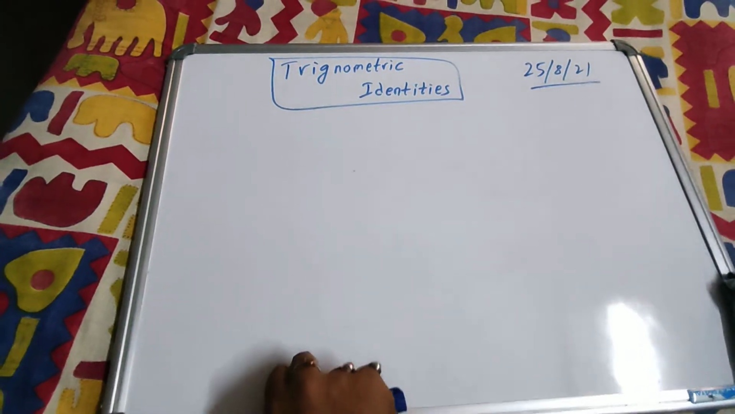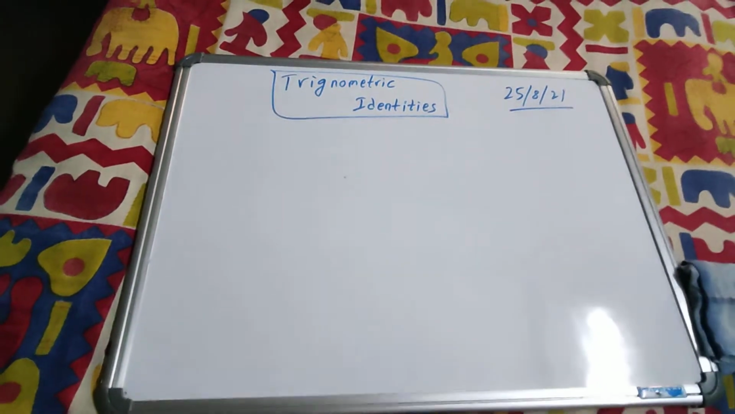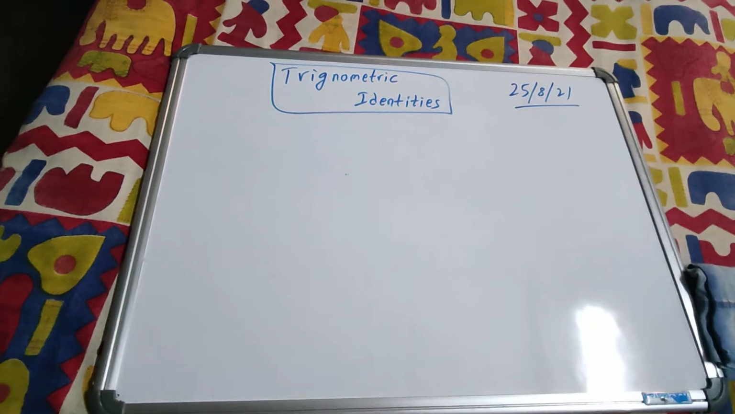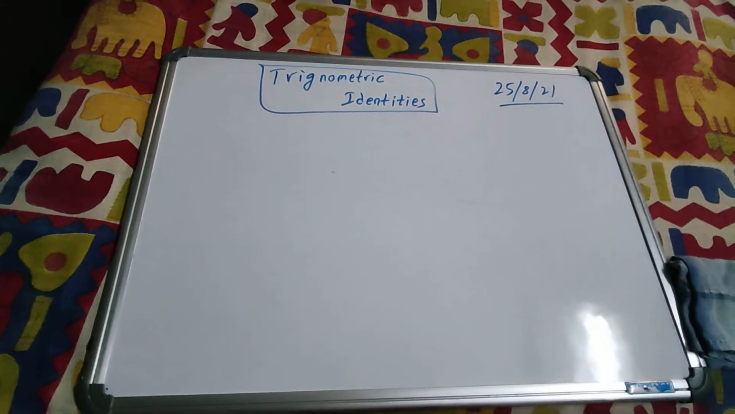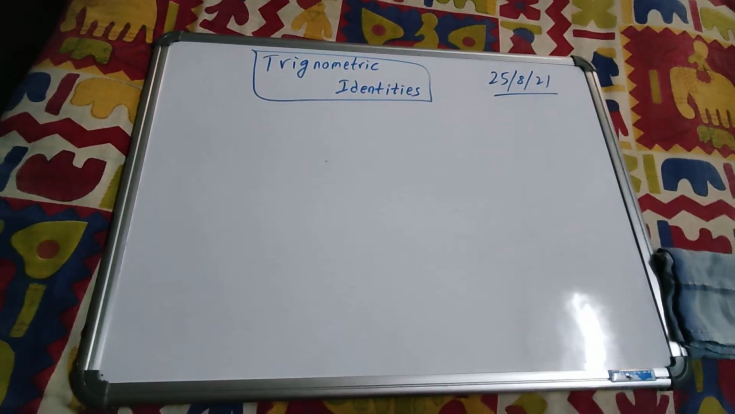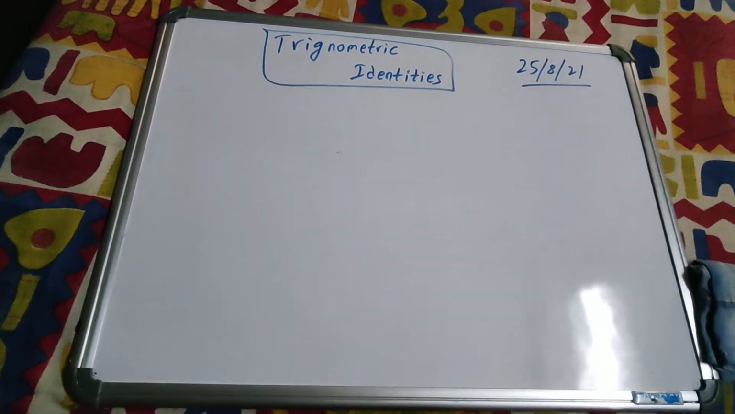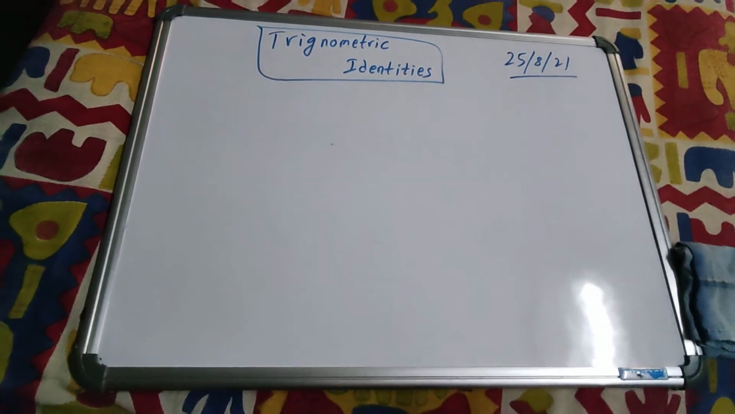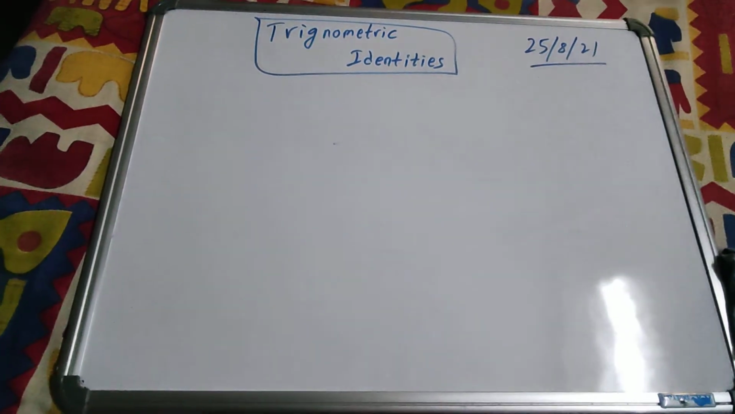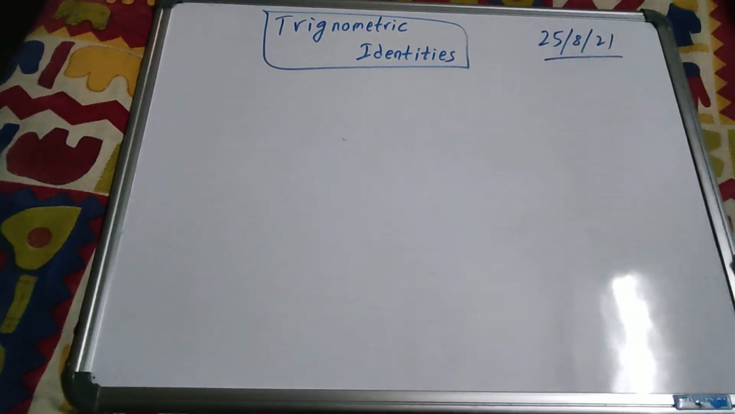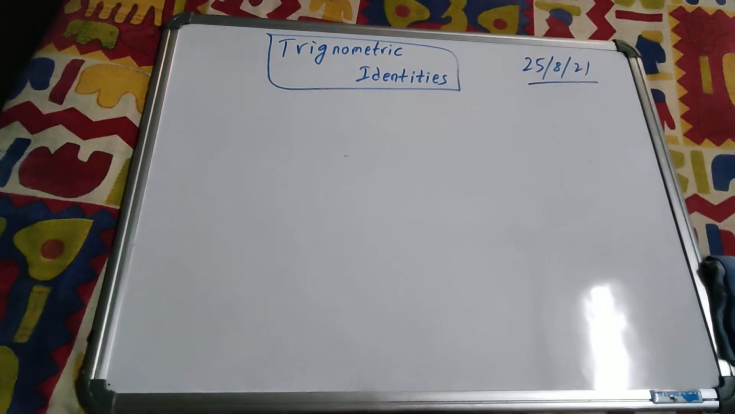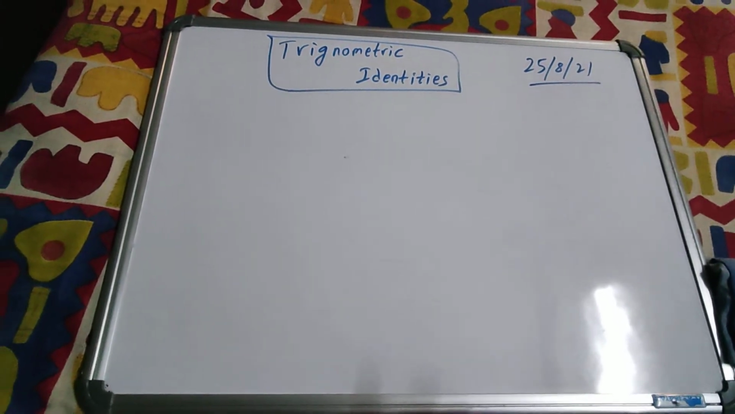Okay, students, today we are going to start trigonometric identities. Identities means the formulas that are related to trigonometry. Now I am going to tell you one thing: the complementary angles of trigonometry are deleted from your syllabus. So you will only have the trigonometric identities. In this part we only have trigonometric identities.